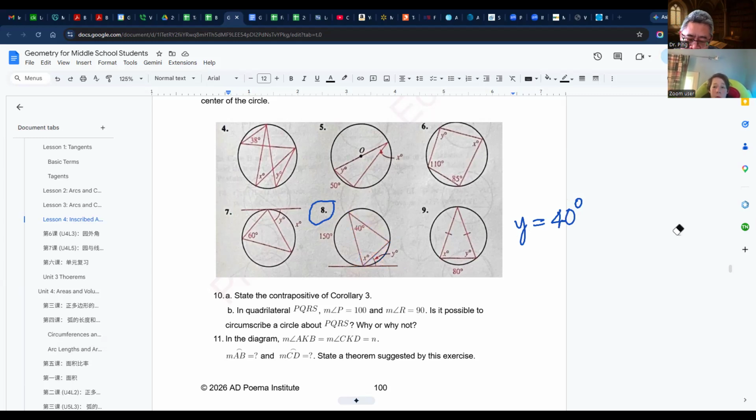Then what happened to the X if Y is 40? It would be 20. Huh? Well, no, it would be 80 because it's double Y. Double Y? How do you know that?